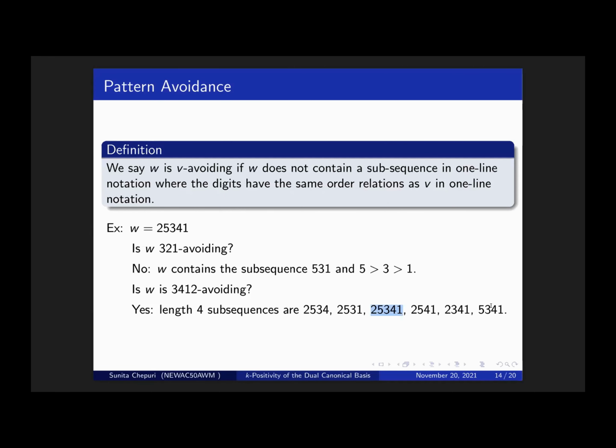And we can see that in this one, this one, this one, and this one, the smallest digit appears last, which doesn't match here because here the smallest digit appears second to last. And here the smallest digit appears first, which again doesn't match here. So we can say, yes, W is 3, 4, 1, 2 avoiding. Okay.